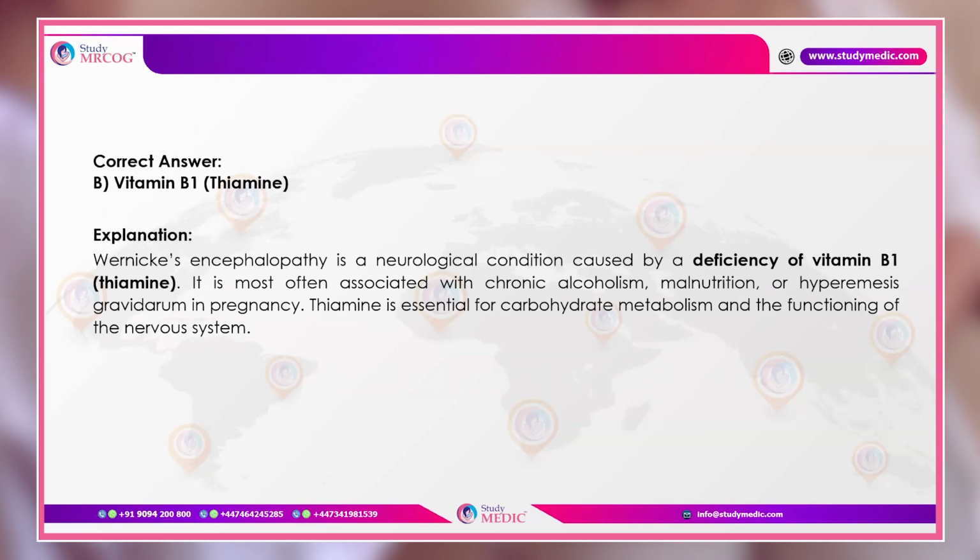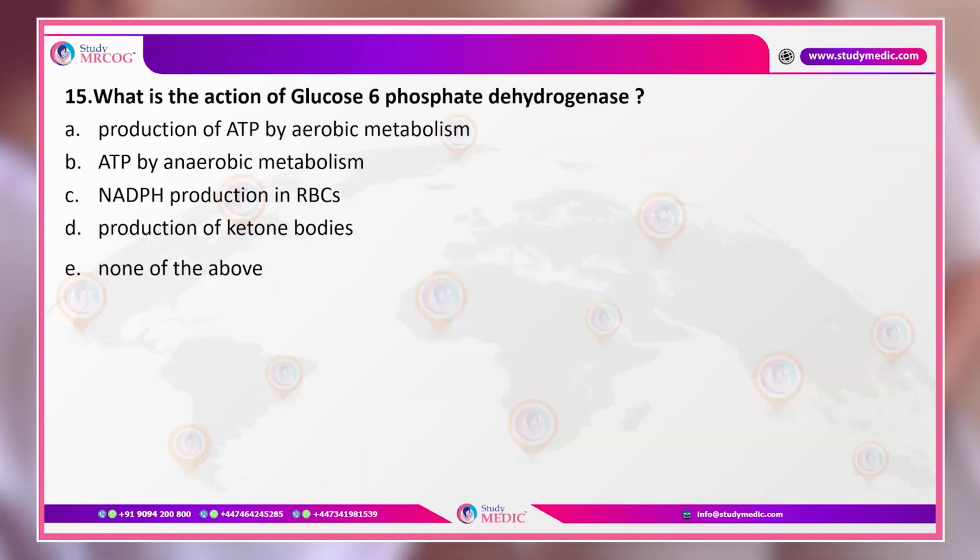What are the other things which can be seen in vitamin B1 deficiency? Wet beriberi, dry beriberi, infantile beriberi. So these are some points around vitamin B1. Now we have a last question.